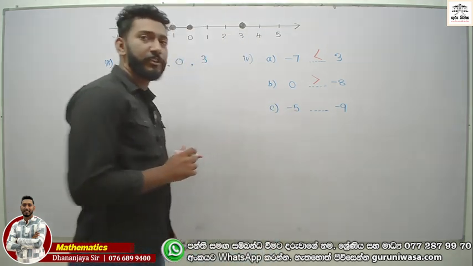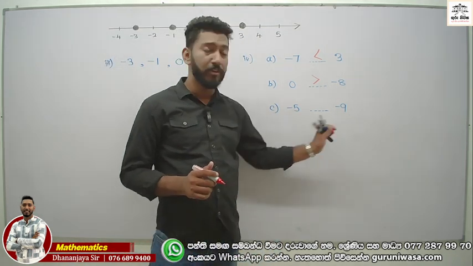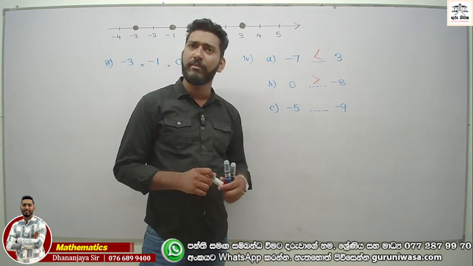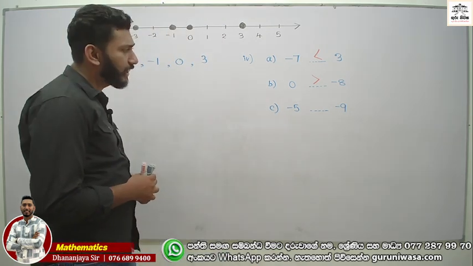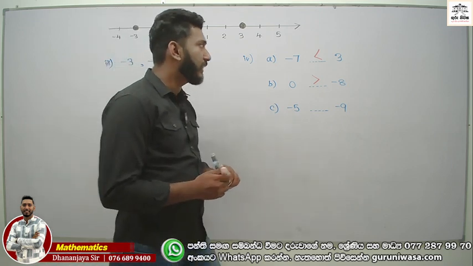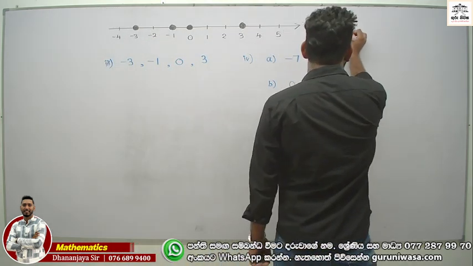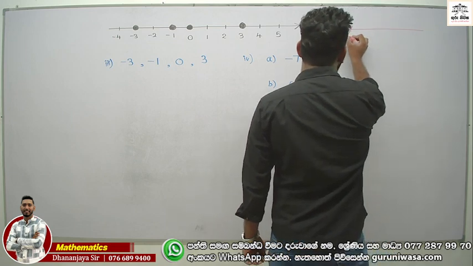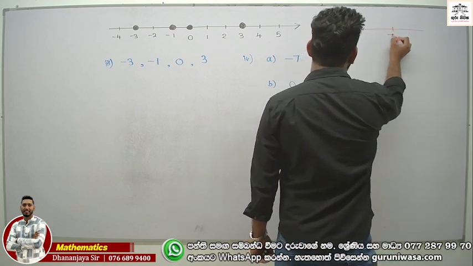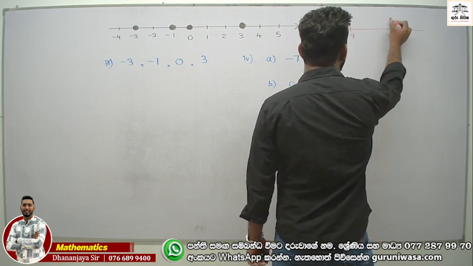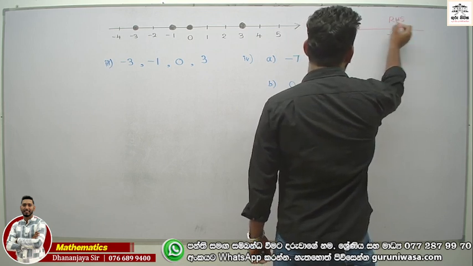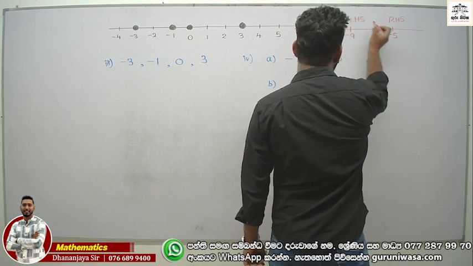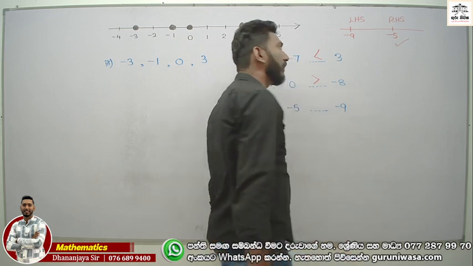Now look at this. Minus 5 and minus 9. Now both are negative. Now tell me, minus 5 and minus 9. Look at this and think of it as a number line. This is minus 9. This is minus 5. And minus 5 is on the right hand side of that number. And this is the left hand side. Therefore, minus 5 is the greatest one.